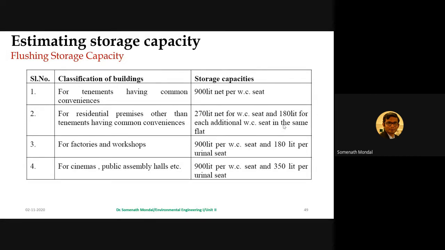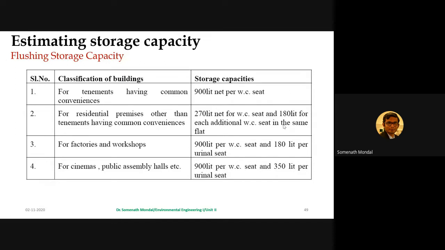Now for residential premises, where we don't think of tenements having common conveniences, it is 270 liters for one water closet seat and 180 liters for each additional water closet seat in the same flat, and accordingly if you have n number of flats, you can multiply with n. Next is factories and workshops. So industrial buildings are what we are going to talk about here. In this case, again 900 liters per water closet seat and 180 liters per urinal seat.